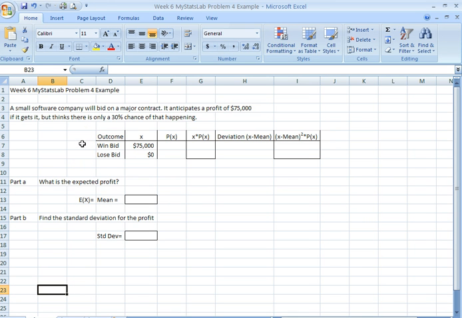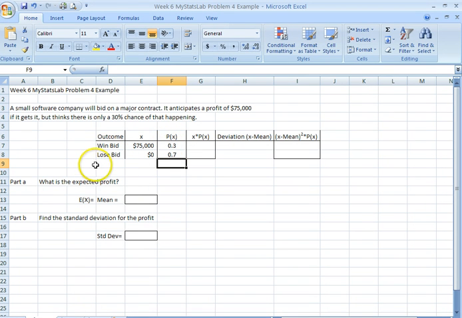Anyway, in this problem, this company is either going to win the bid or lose the bid. That's the only two options they have. If they win, then they make the 75,000. If they don't get the bid, then of course they make nothing. Well, the problem tells us there is a 30% chance of them winning the bid. So we can put 0.3 there as that probability, which means there is a 0.7 chance that they lose the bid.